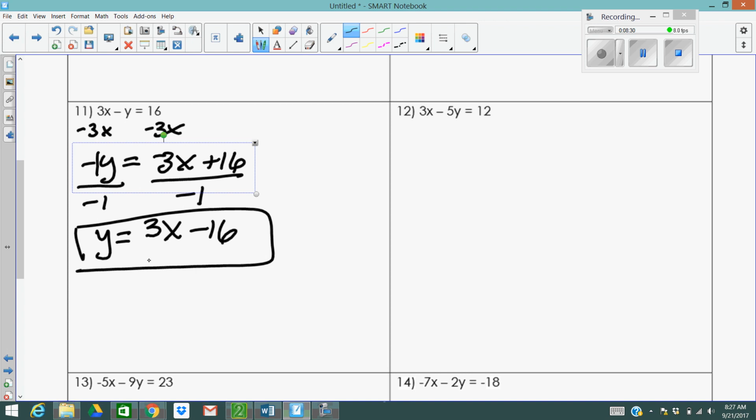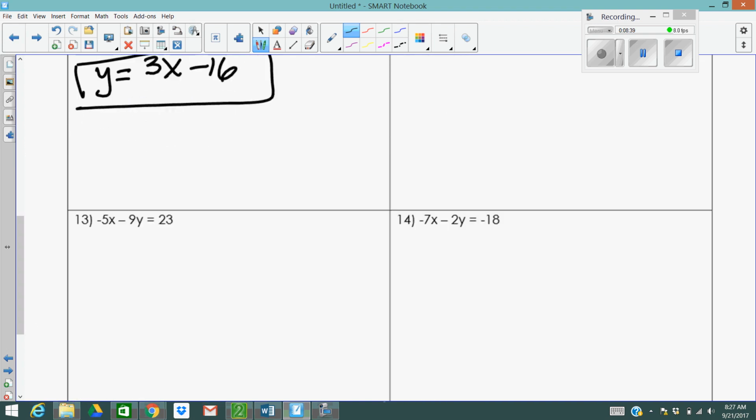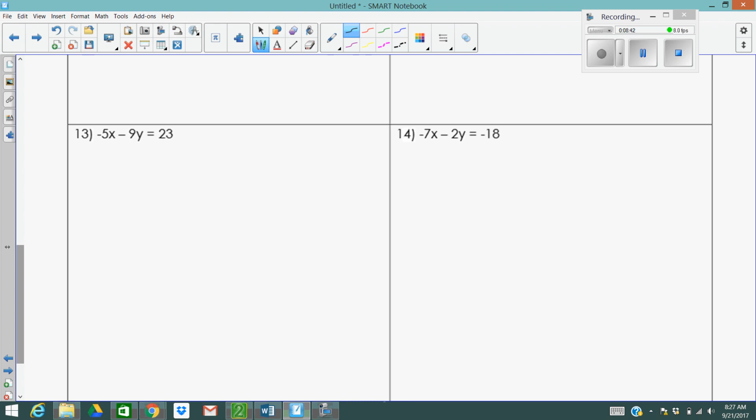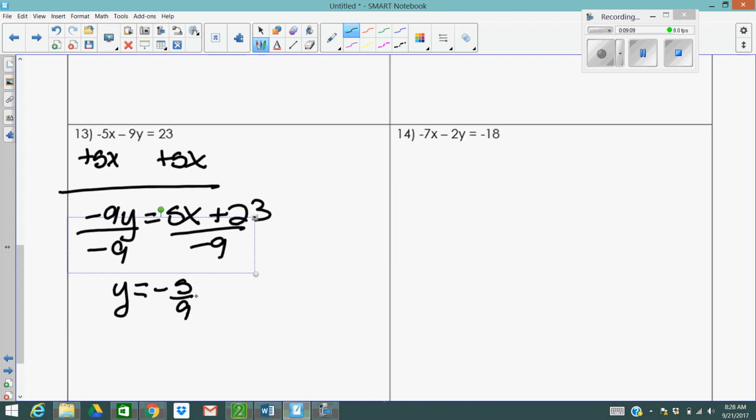When you're solving for y, you always want to separate your x and your constant, because again, it's going to help us when we get to graphing. So number 13, I want to solve for y, so I get rid of that minus 5x by adding 5x. So I'm left with negative 9y equals 5x plus 23. And now I'm going to divide everything by negative 9. So I'm left with y equals, again, you want to actually separate that. So that gives me a negative 5/9 x and a negative 23 ninths.